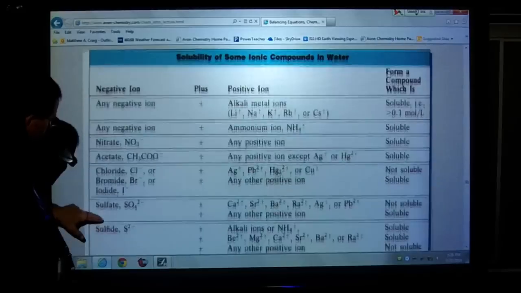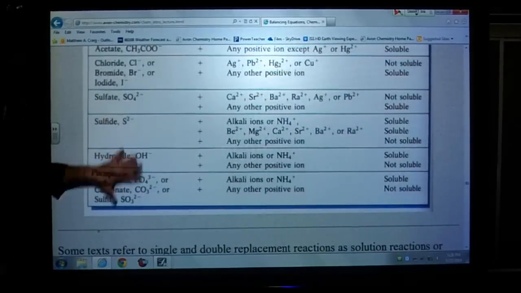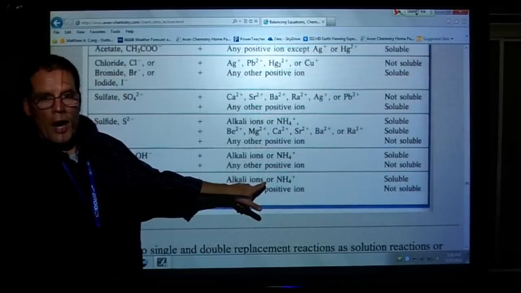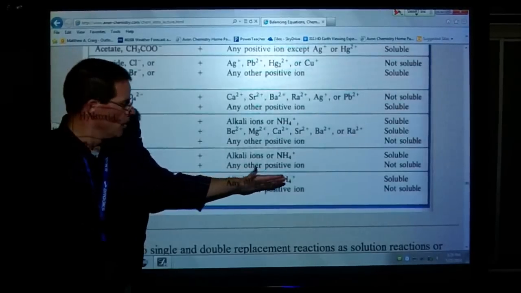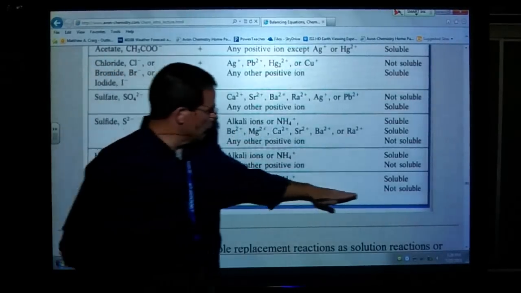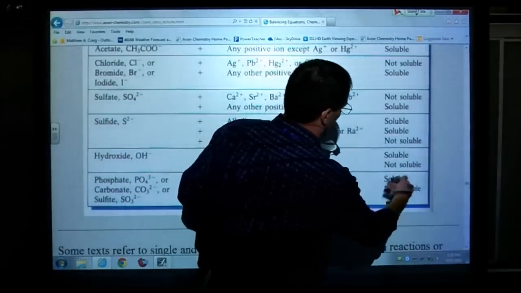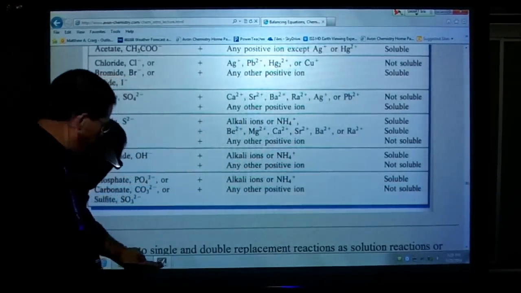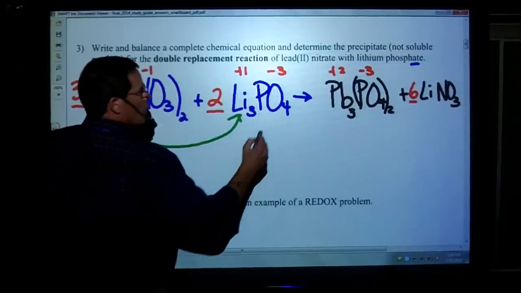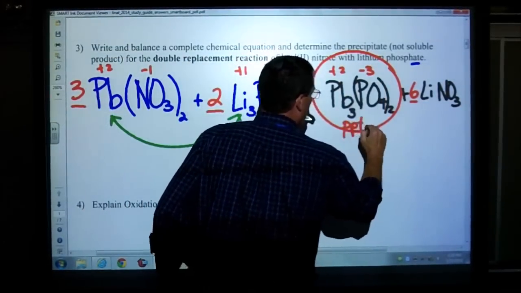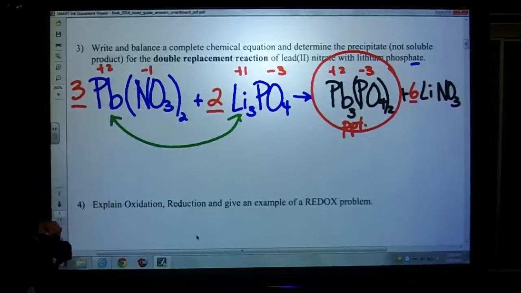And then the other one was lead phosphate, so we'll come down here to the bottom. Phosphate, come across, is lead an alkali ion or ammonium? It is not. Go to the second row. Lead is any other positive ion, therefore it is not soluble. So that means that we do have a PPT, or more importantly, we have a reaction. So there we have our completed balanced equation.